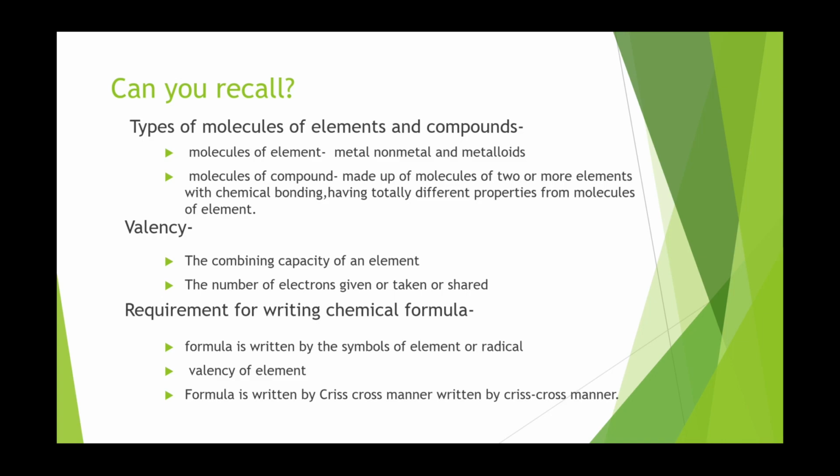This also we have studied in our last standard. The number of ions is written as subscript on the right of the symbol of the ion. By cross multiplication of valencies, chemical formula is obtained. That is, simply we can call it as the formulas are written by crisscross manner.